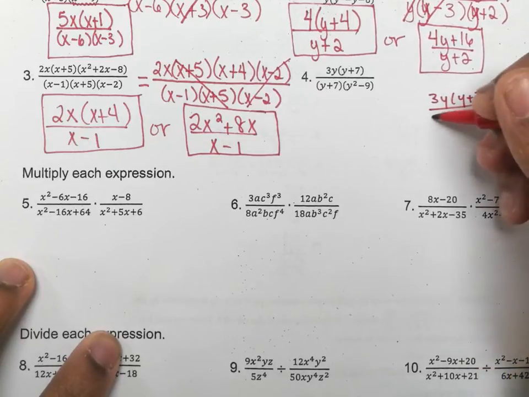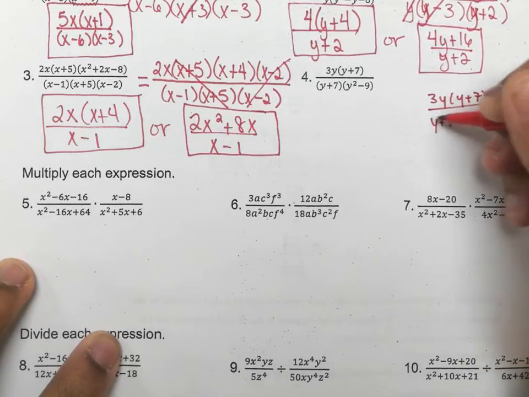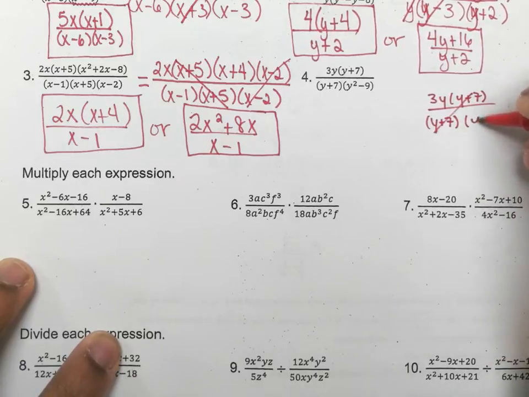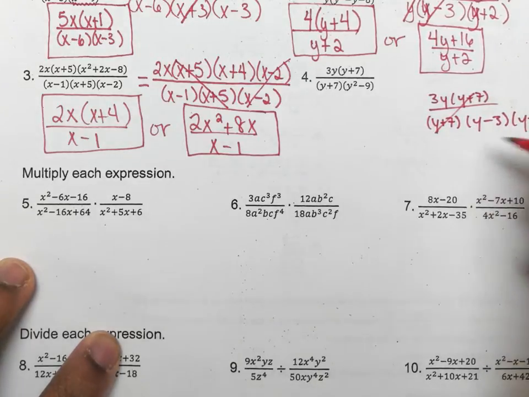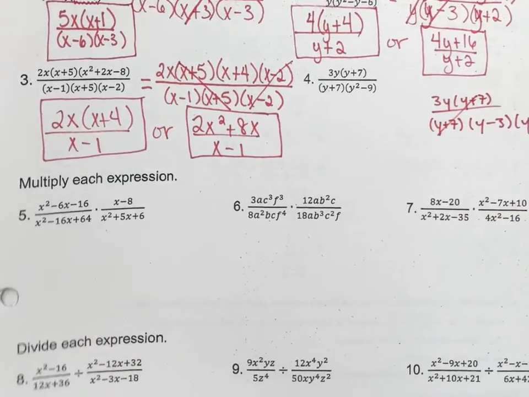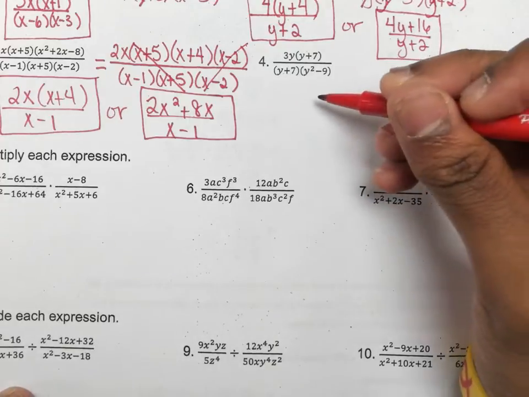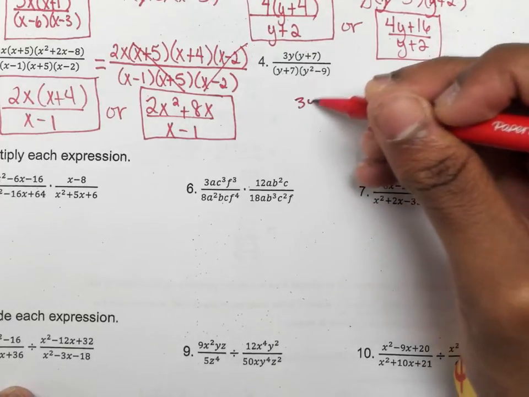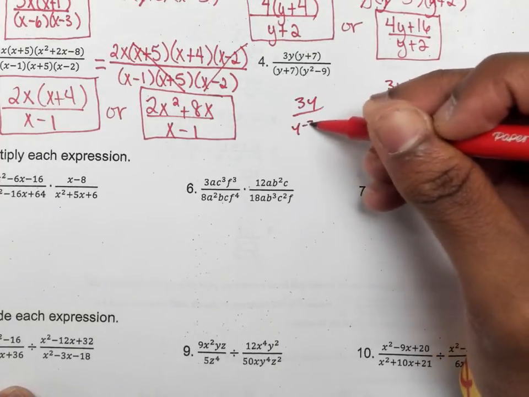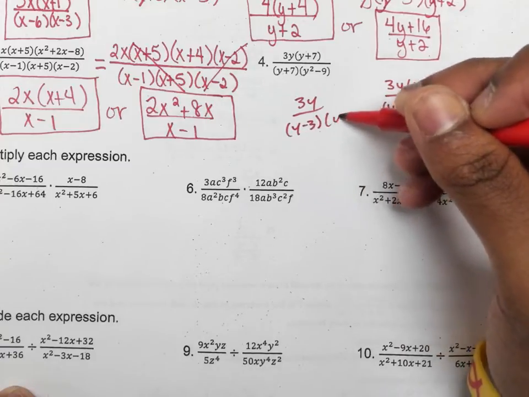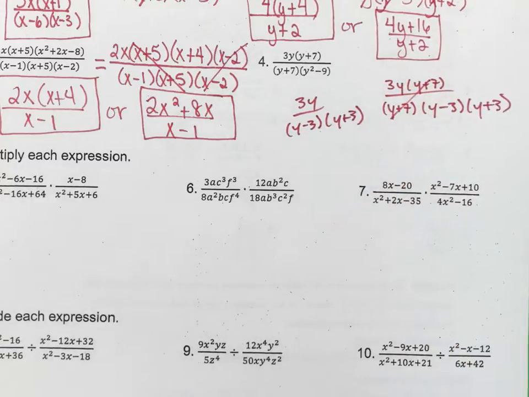All right, Mike's putting up your answer. So he factored the bottom as y minus 3 and y plus 3. Move it over a little bit so they can see. There you go. And then the y plus 7 canceled out. So your answer should be 3y over y minus 3 and y plus 3. Circle that for me.